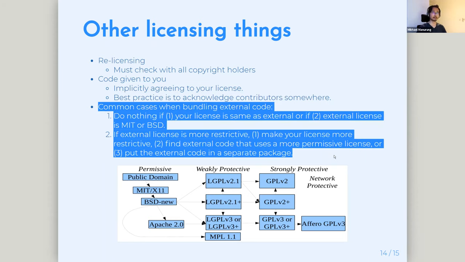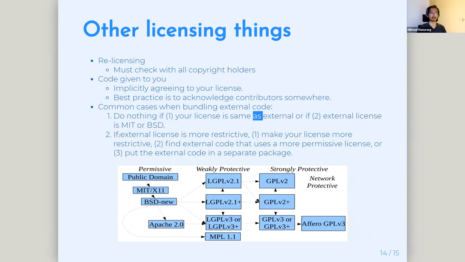And to be honest, about bundling external code, it would be just really a reading of the slide. I don't really know what they are in the practical sense. So the idea is just to make sure whether your license and the license of the external code have the same restriction or permissiveness. Of course, if the licenses are the same in terms of permissiveness, then you can just do nothing. Or in particular, if the external license is MIT or, not sure what BSD stands for, then you can just do nothing.